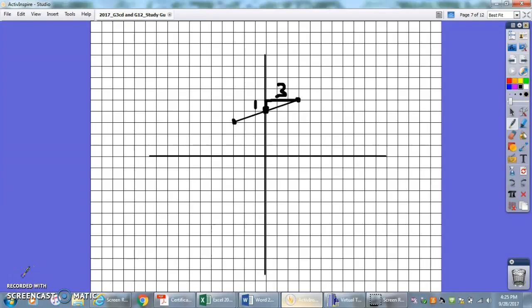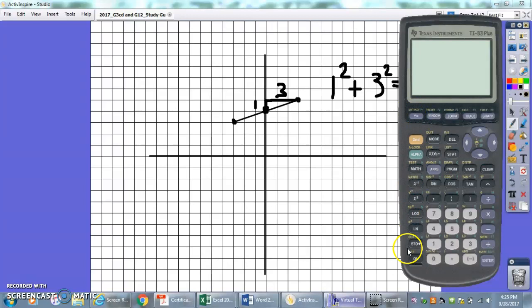Alright, so here we left off with finding the length of our radius. We drew the right triangle, so now we're going to solve with the Pythagorean theorem: 1 squared plus 3 squared equals x squared. We're going to have to put that in our calculator. So 1 squared plus 3 squared.